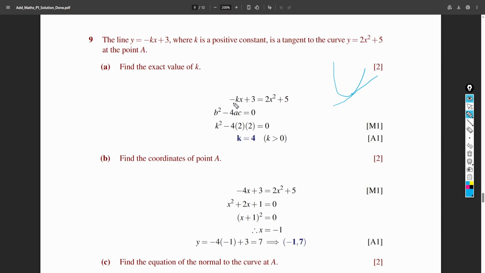We simply equate them, right? So we equate them, but then there are two variables, x and k. We know it's tangent, right? Since it's tangent, there is only one solution, and this can be rearranged to a quadratic. So let's do that first.